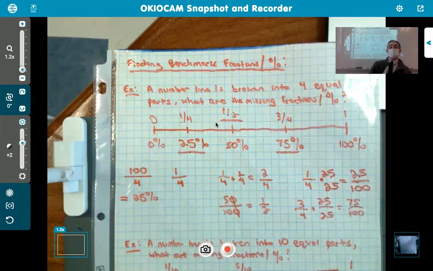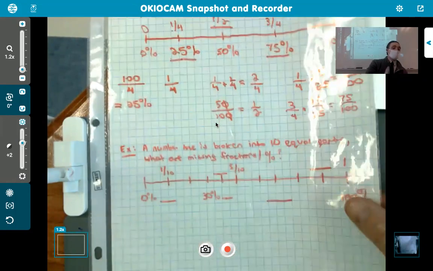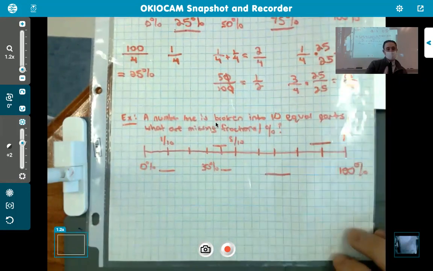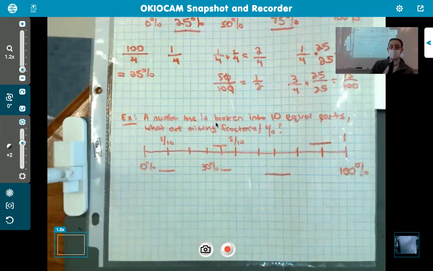You might see a question similar on your ALEKS assignment. It's going to be cut into 4 equal parts. You could also see something broken into maybe more intervals. So now our number line is broken into 10 equal parts. What are the missing fractions and percentages?